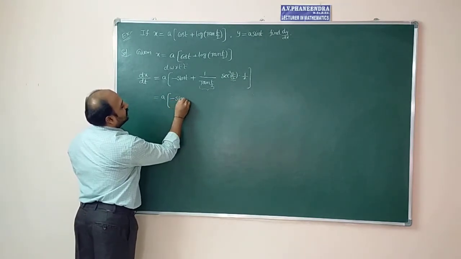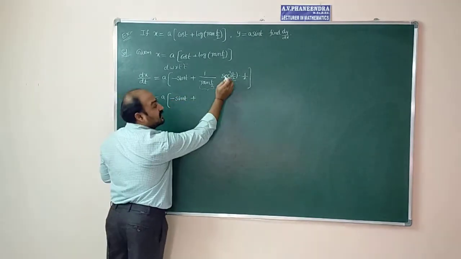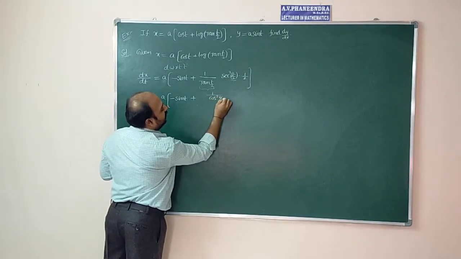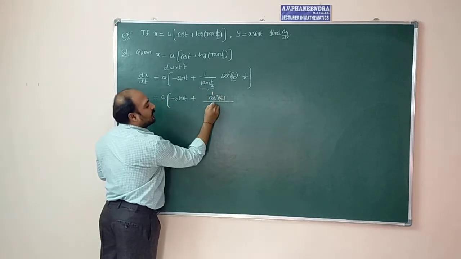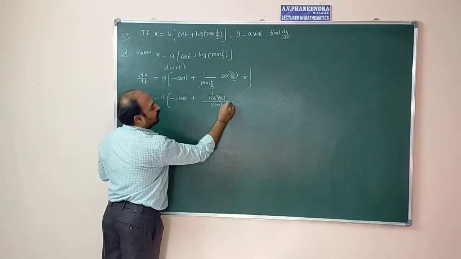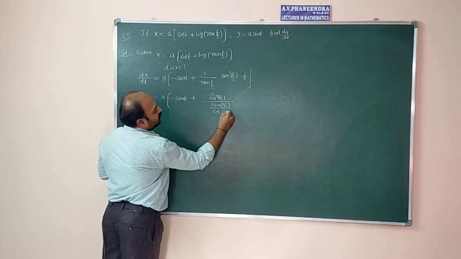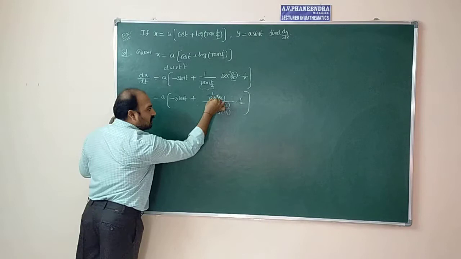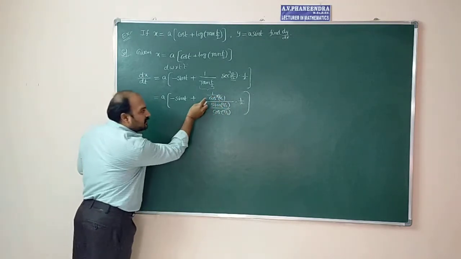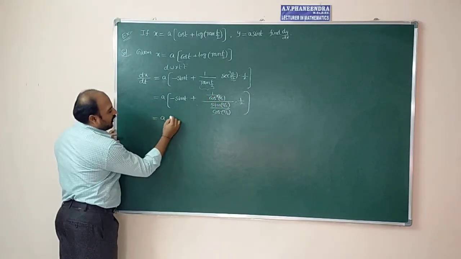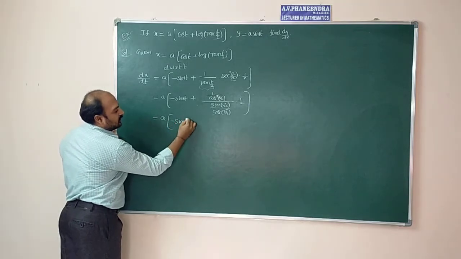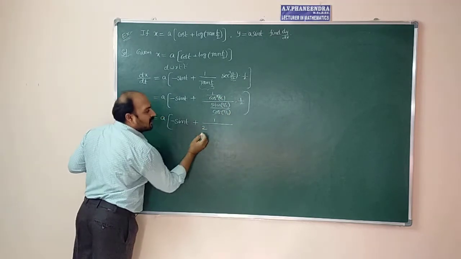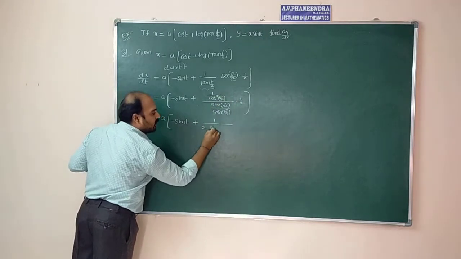Minus sin t plus secant square t by 2, that means 1 by cos square t by 2. It is in the numerator only. Whole divided by tan t by 2, which means sin t by 2 by cos t by 2, into 1 by 2. So one of the cos t by 2 will be cancelled. It will become a denominator. A into minus sin t plus 1 into 1 divided by 2 also will come to the denominator, sin t by 2 into cos t by 2.